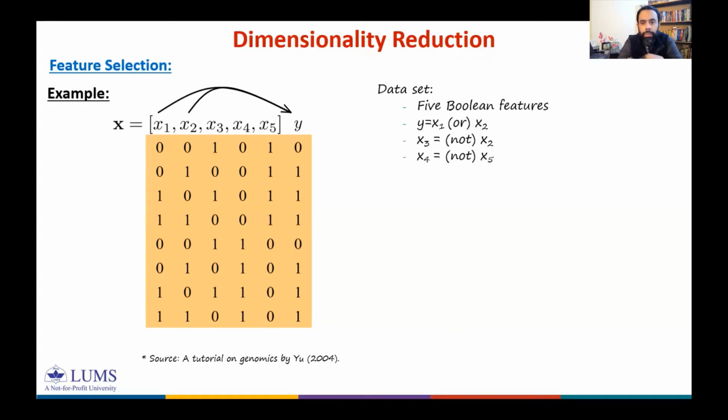We can also note that x4 is not x5. And also y does not depend on either x4 or x5, because y is x1 or x2. So after these observations, I can say that for the optimal subset which I can use to predict y, there are two possibilities: x1 and x2, or I can have x1 and x3, right? So these are the only two possibilities. I can reduce the number of dimensions from 5 to 2.